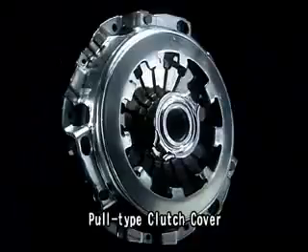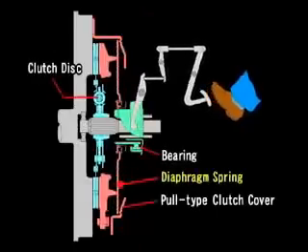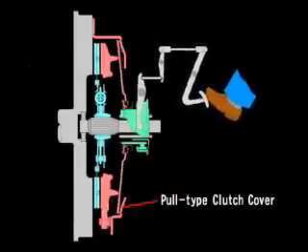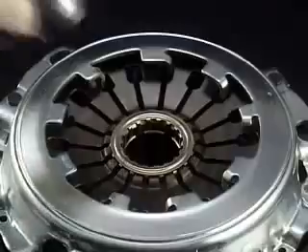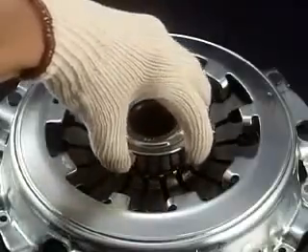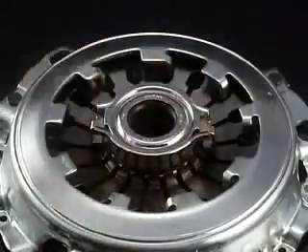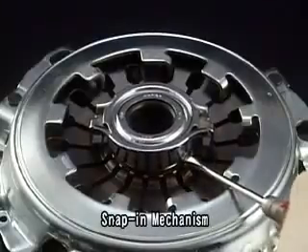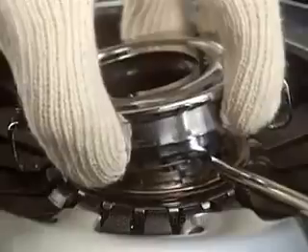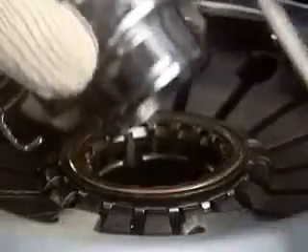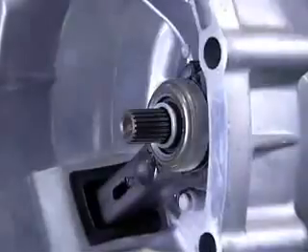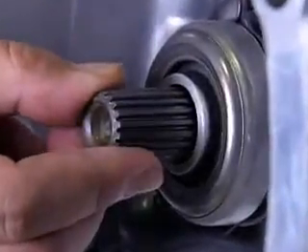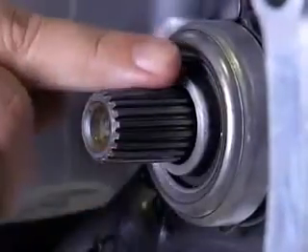Some clutch covers are pull type, and you can disengage the clutch by pulling the diaphragm spring. Exedy pull type clutch covers employ a snap-in mechanism for extremely easy removal and bearing replacement. Finally, confirm there is no end float in the top shaft and check the teeth for wear.